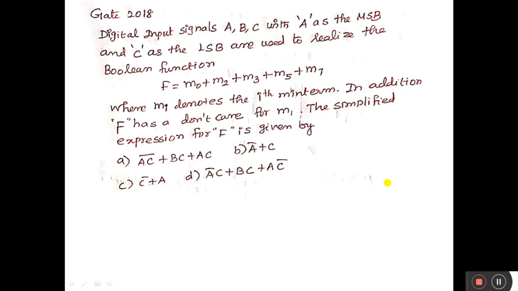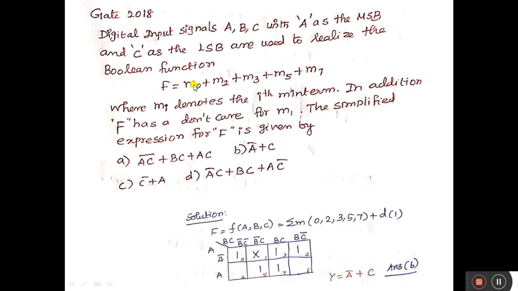The simplified expression for f is given by: option A, AC bar plus BC plus AC; option B, A bar plus C; option C, C bar plus A; option D, A bar C plus BC plus AC bar. The question looks very big, but the answer is very simple. Let us see the solution.